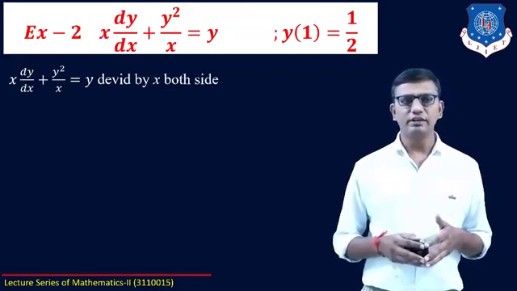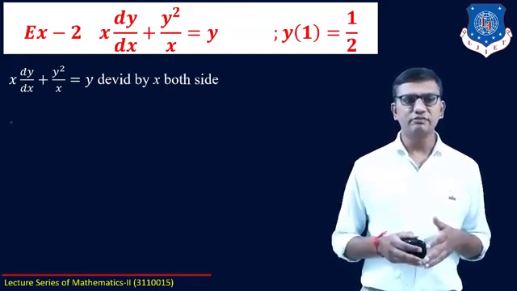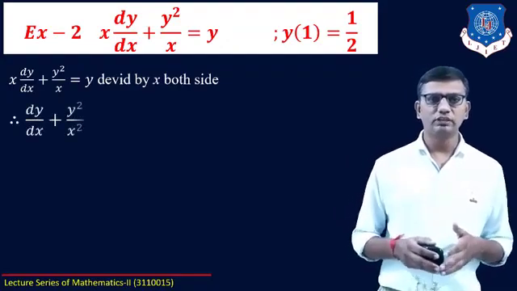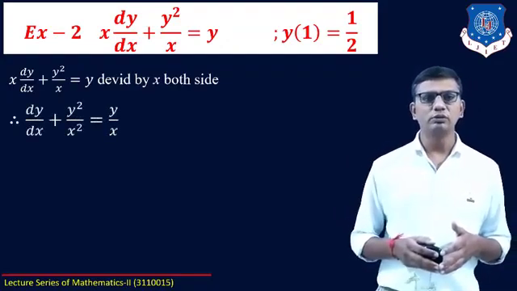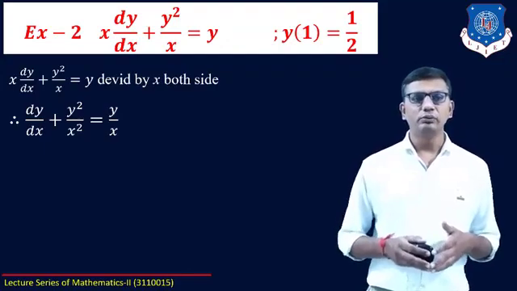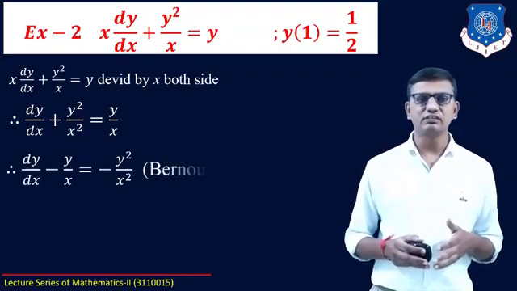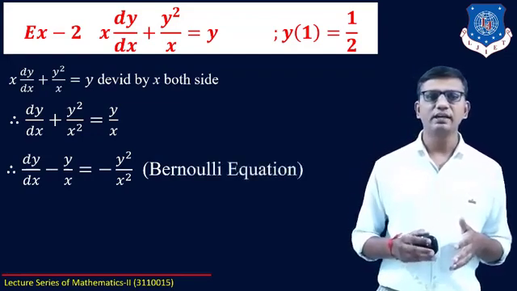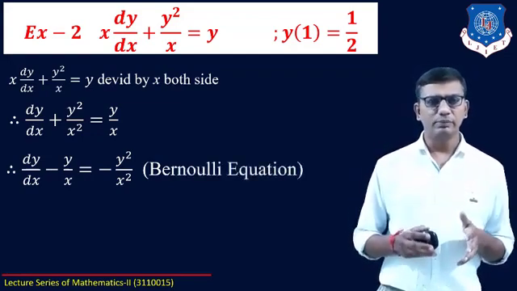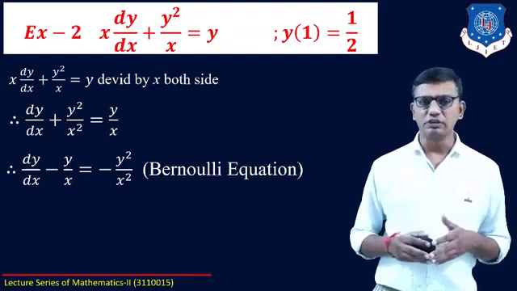So first of all, we divide both sides by x, then it will be dy/dx + y^2/x^2 = y/x. Now that can be rewritten as dy/dx - y/x = -y^2/x^2. That is our proper form of Bernoulli's equation.